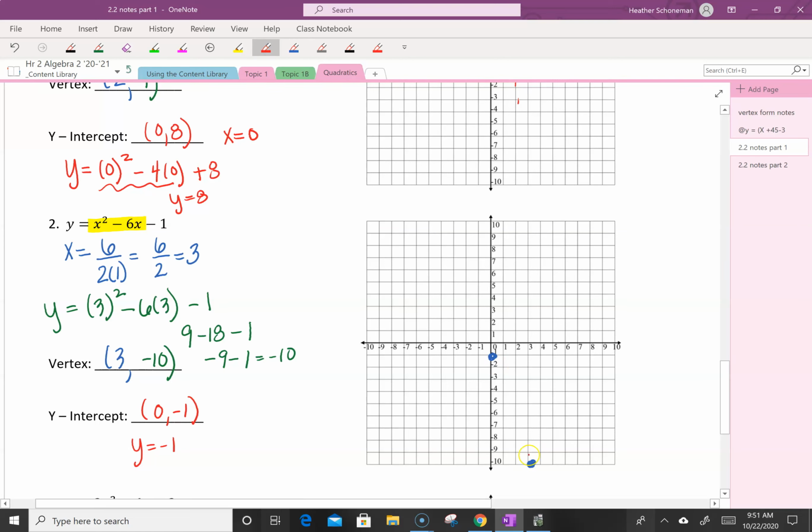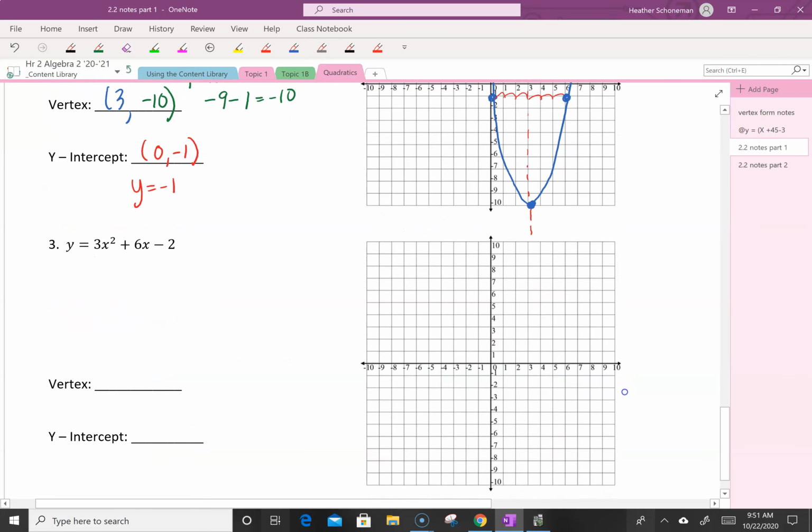Now, for this parabola to work, it has to be symmetrical, and this is my axis of symmetry. And since this point is 3 spaces away to the left, my other point has to be 3 spaces to the right. And so here is my parabola. All right, one last one.